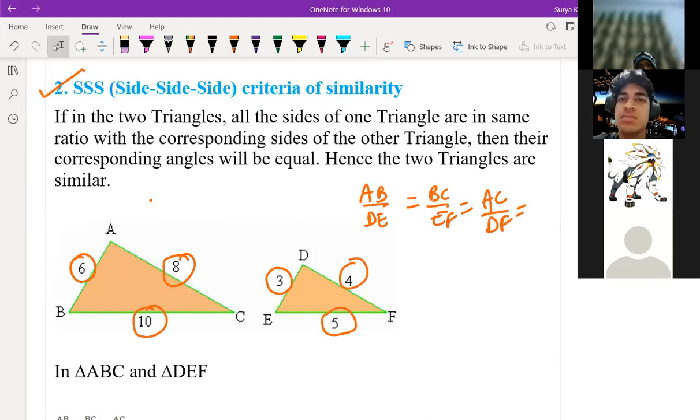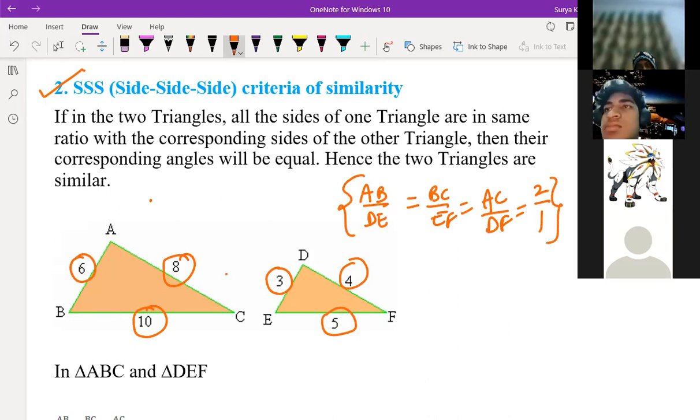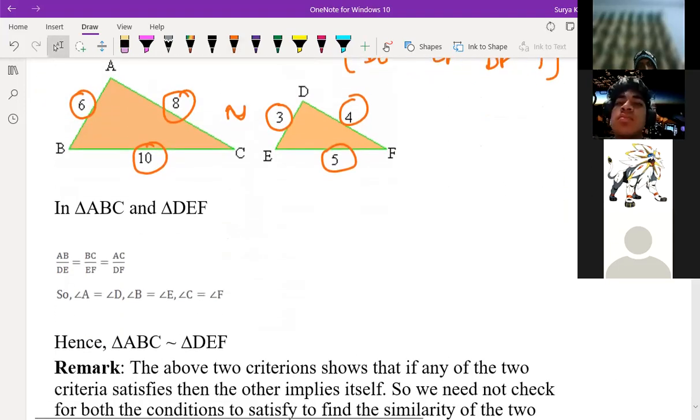And when you find the ratio, you'll get 2 by 1. So if all three sides are proportional, then we can say that these two triangles are similar. As I explained before, we do not need to prove every time that all the angles are equal and all the sides are equal. By this criteria, that much only you prove, it means that both triangles are similar. Okay. Now the next part. We have read two criteria right now.